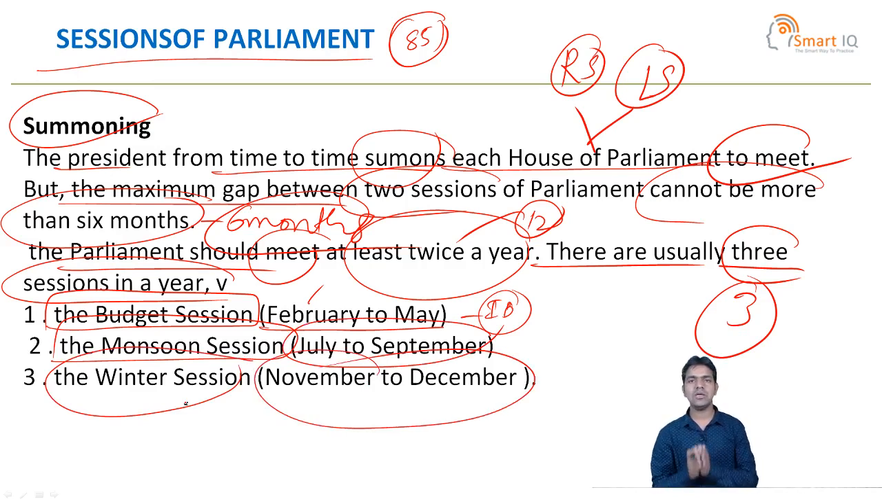So these are the important sessions of the parliament: the budget session in February to May, the monsoon session July to September, and the winter session November to December. These are the 3 important sessions called by the President of India.